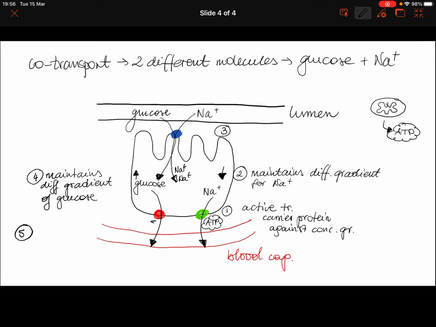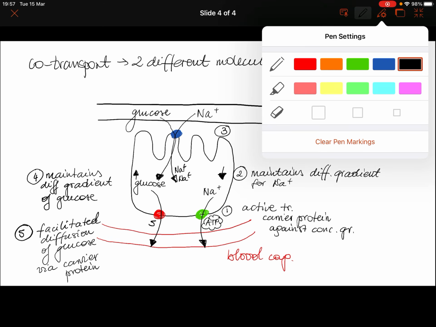So we've got here number 5, a facilitated diffusion of glucose, carrier protein, down the concentration gradient from the epithelial cell into the blood. So remember, directions are really important.